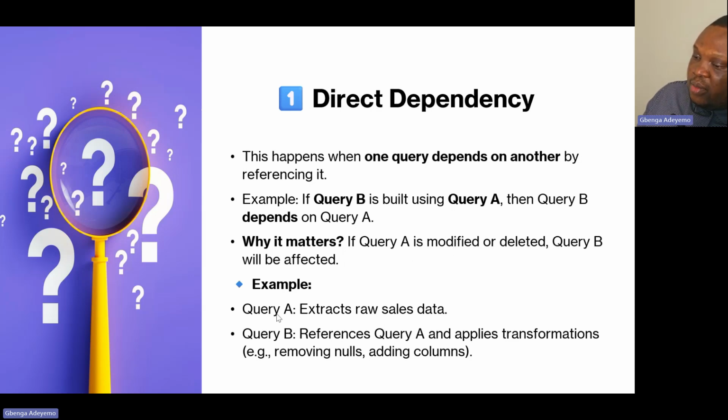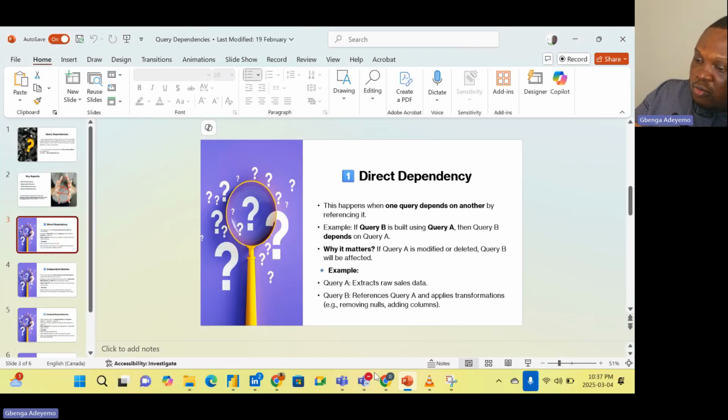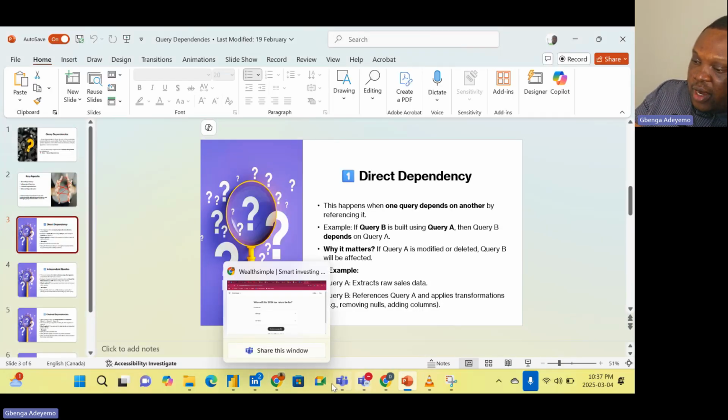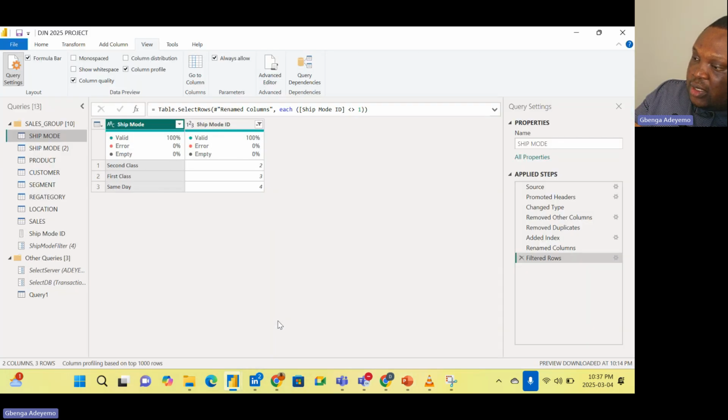So, for example, query A might be the one extracting the raw sales data, and query B might apply transformations depending on query A. Now, let's see how this works. When we say query dependencies, we are not just referring to the different tables, which we refer to as queries here. We're also talking about the transformation steps. It applies to all the transformation steps and the tables.